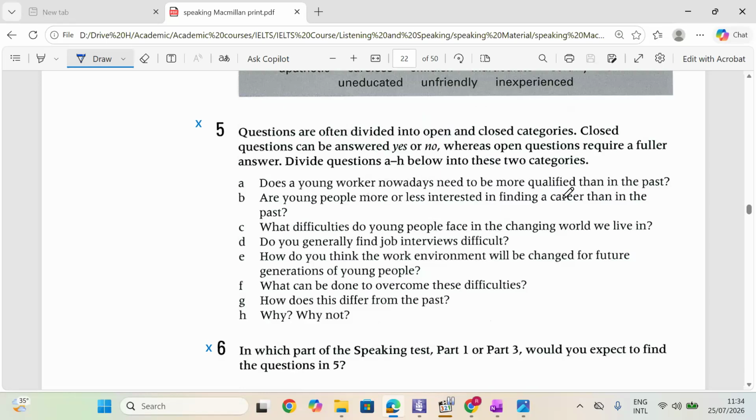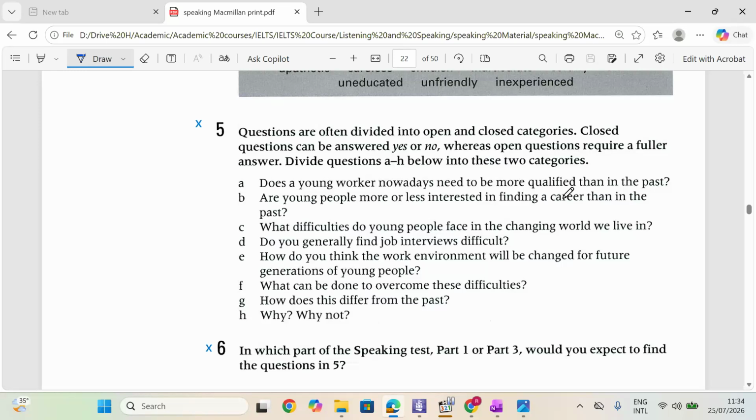Suppose that you have a question like that in the IELTS, and you got asked this question. Does a young worker nowadays need to be more qualified than in the past? Is it satisfactory to answer this question saying simply yes or no? No, we need to clarify why. Yes, you need to elaborate your answer, giving more details and justifying your answer. Do not give short answers at all.